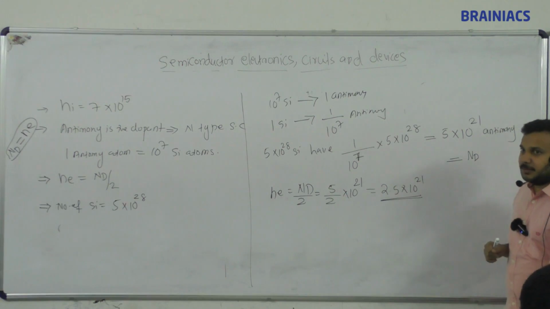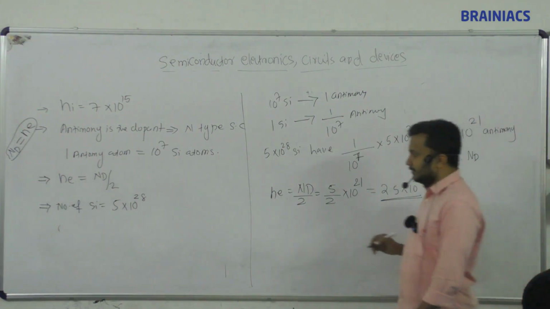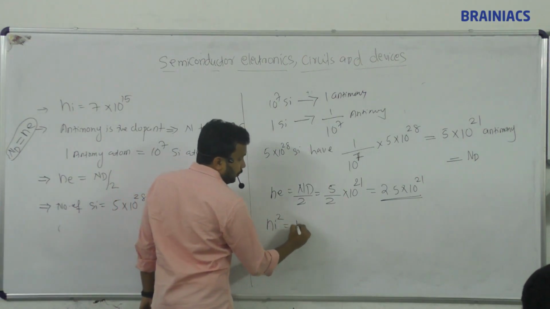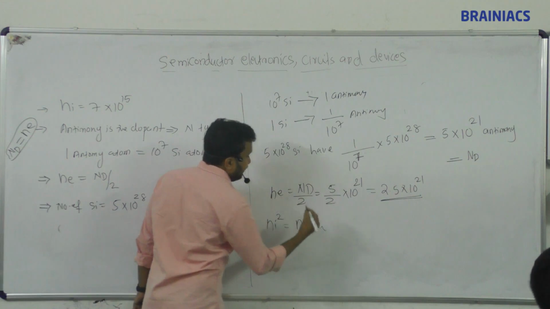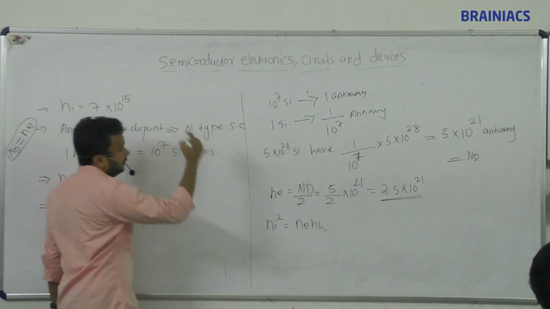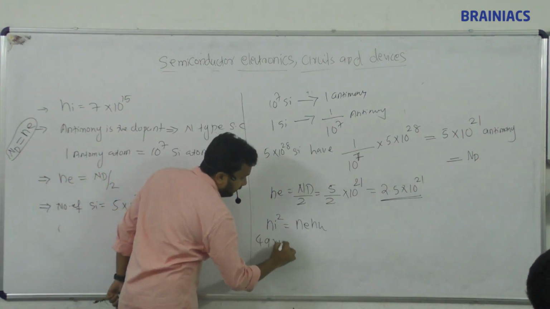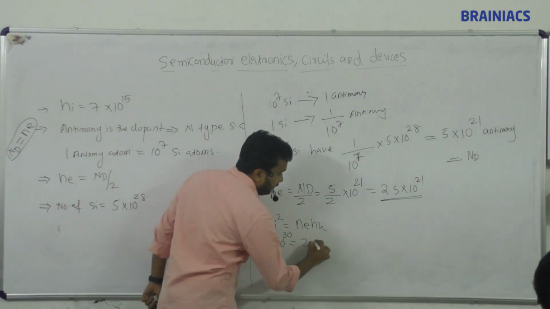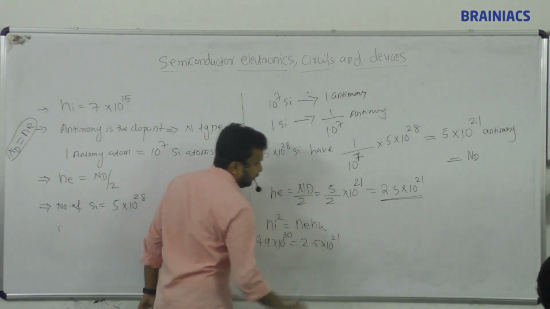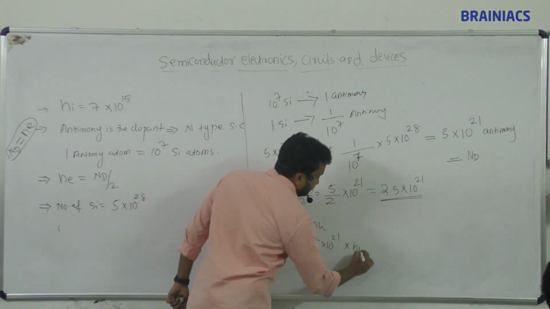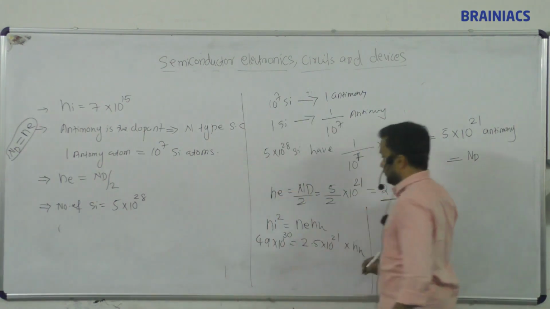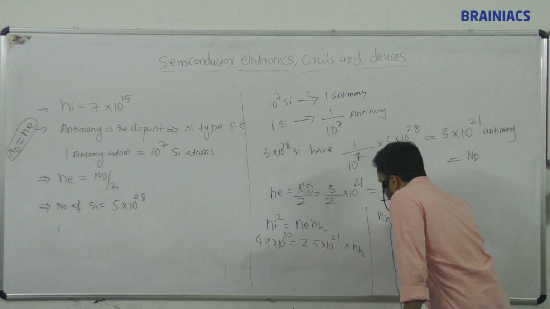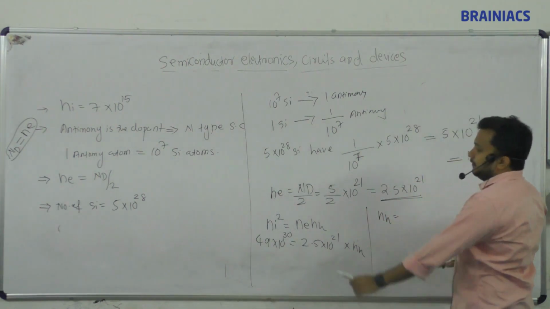Next, what we want to find out? NH. So we'll find NH. Ni square equals Ne into NH. So 49 into 10 power 30 is equal to Ne, 2.5 into 10 power 21, into NH. How much NH will come? Tell me an approximate value.